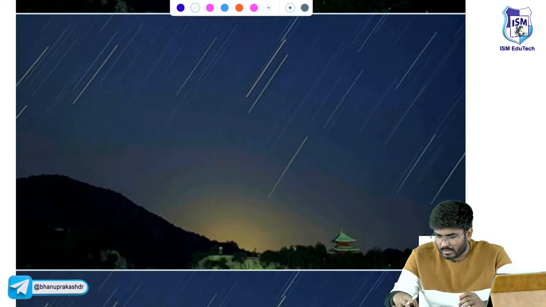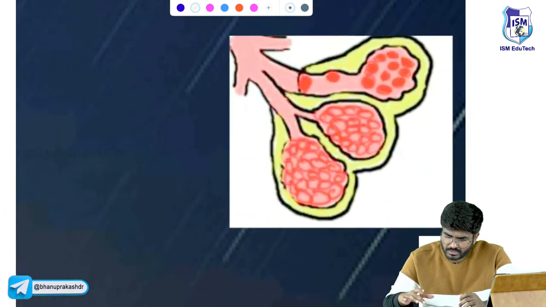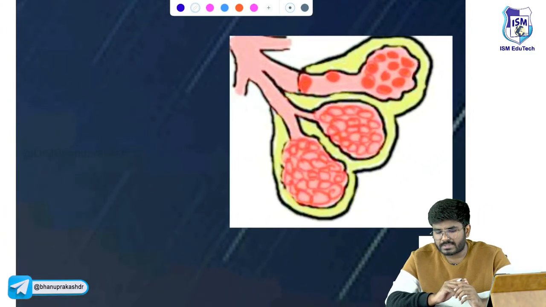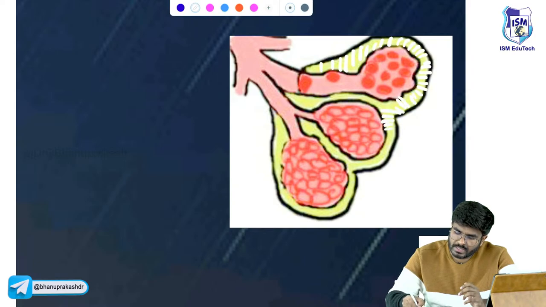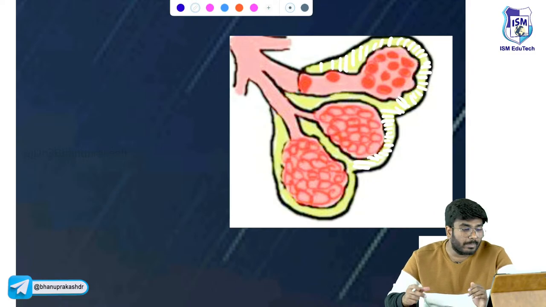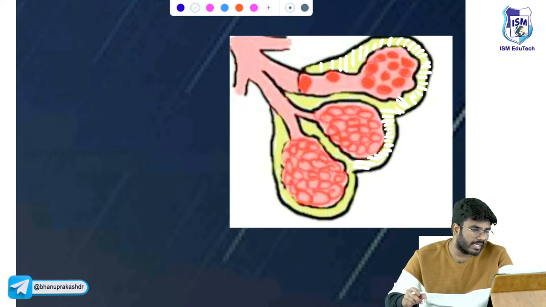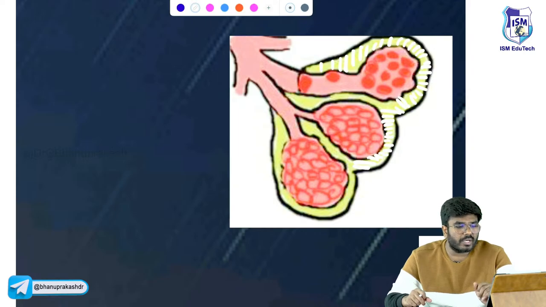Now let me show you one image. You just look at it and tell me what kind of pneumonia it is. Is it a typical pneumonia or is it atypical pneumonia? It is atypical pneumonia. Why? Because, see, the exudates, the green color thing, is there outside the alveolus. So, this is atypical pneumonia because of mycoplasma. Typical pneumonia is of how many types?